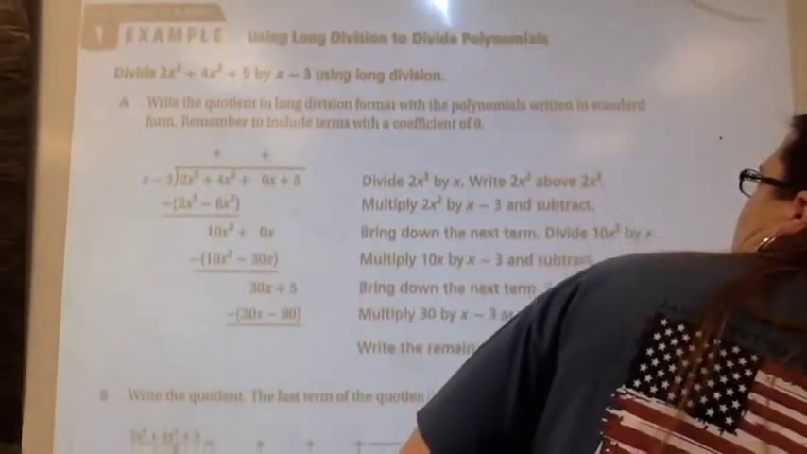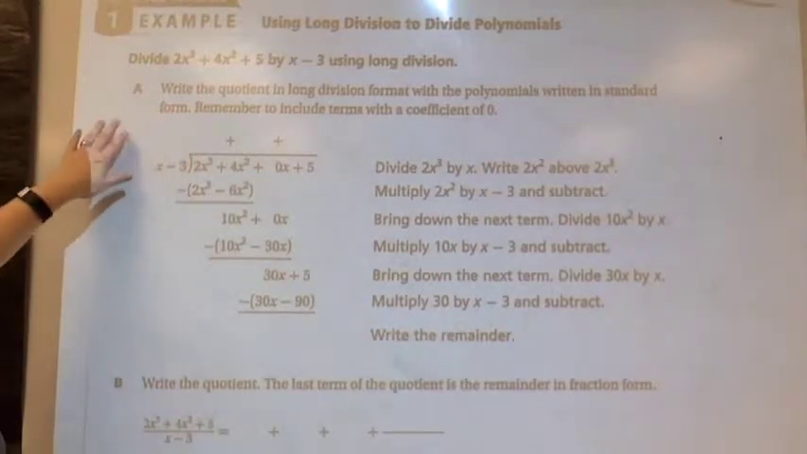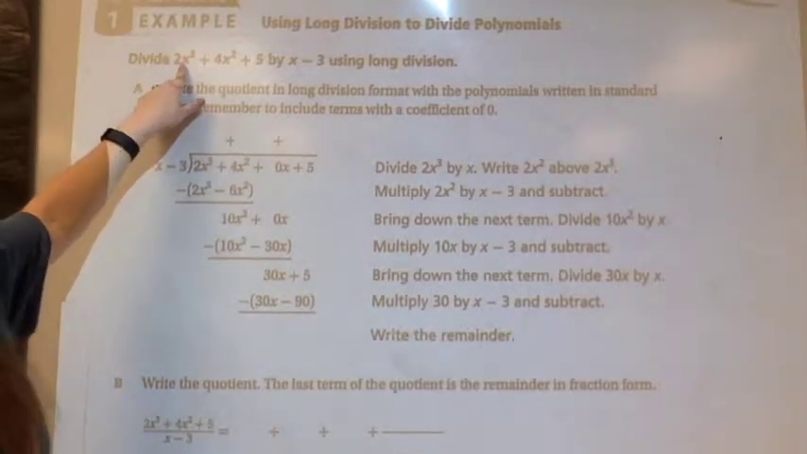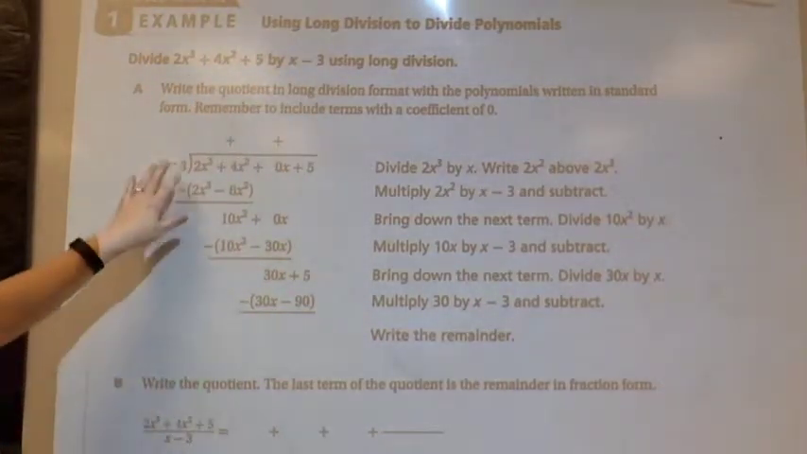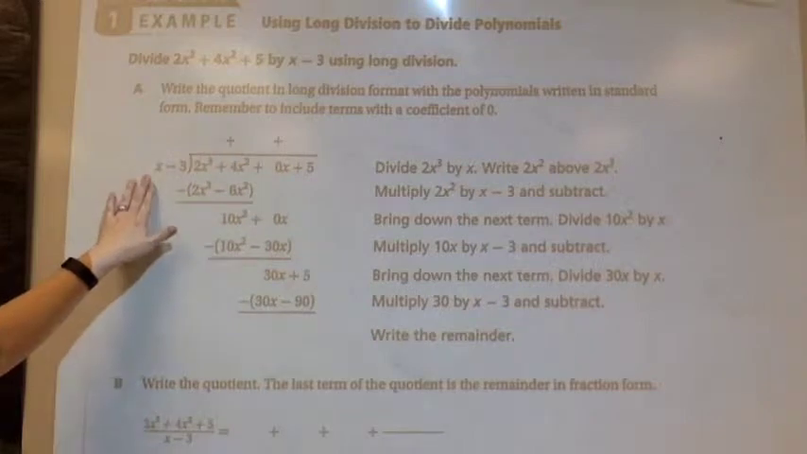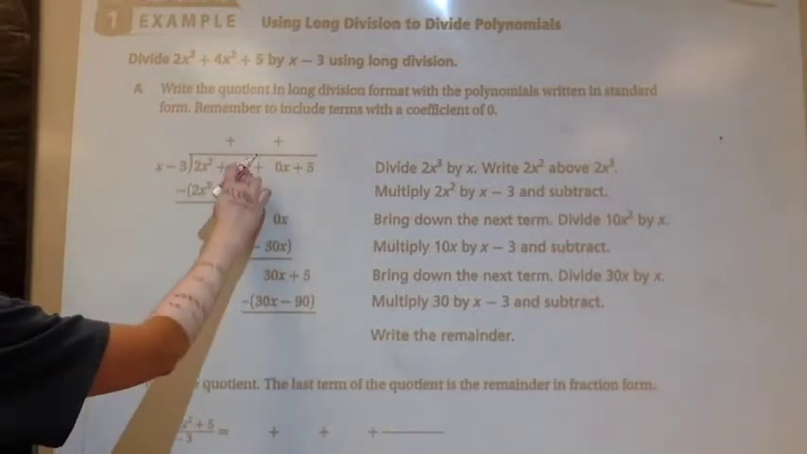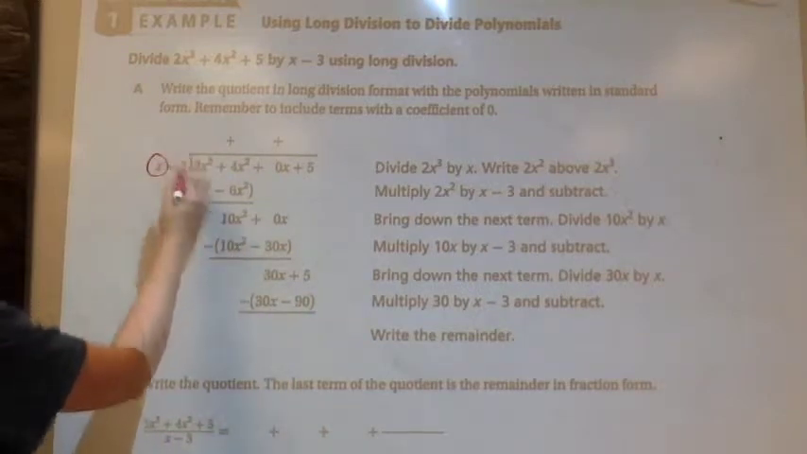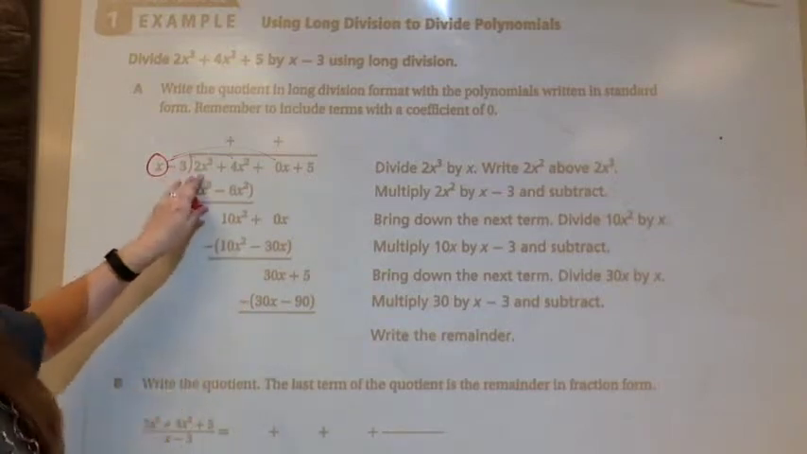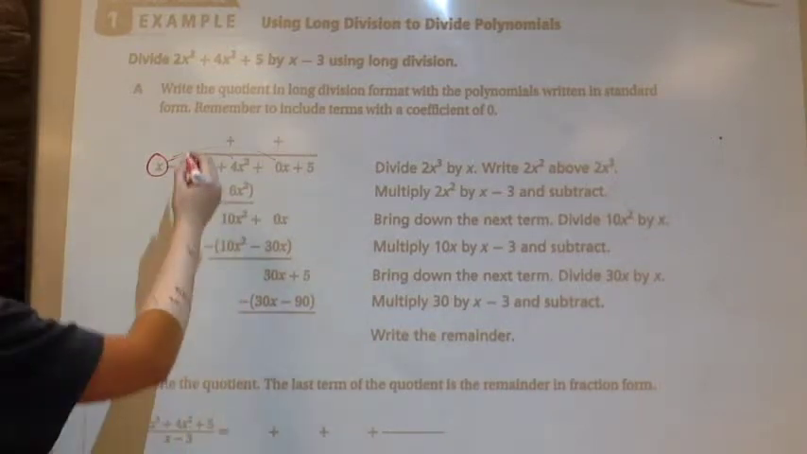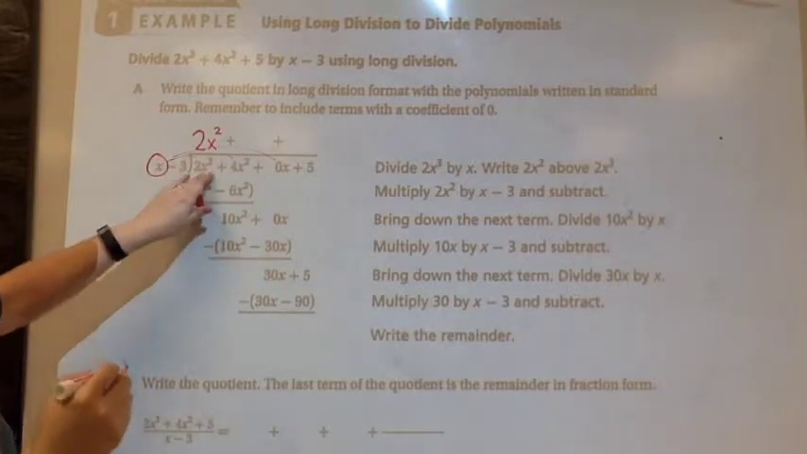First example, on using long division, says if you're dividing 2x cubed plus 4x squared plus 5 by x minus 3, using long division, it just looks like a regular long division problem that you did in grade school. So you're starting out by dividing every piece, or dividing x into every piece. So x times what is 2x cubed? Well, x times 2x squared is 2x cubed.